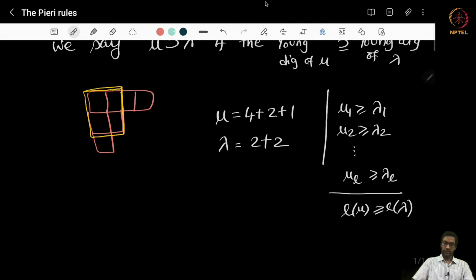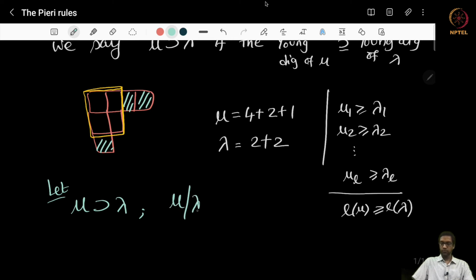Now when we talk about containment, there is also a natural notion of difference. If mu contains lambda, we look at the difference, meaning the set of boxes that belong to mu but don't belong to lambda. Then mu mod lambda, or mu by lambda, is just the set of boxes in mu but not in lambda. The natural notion of a difference.